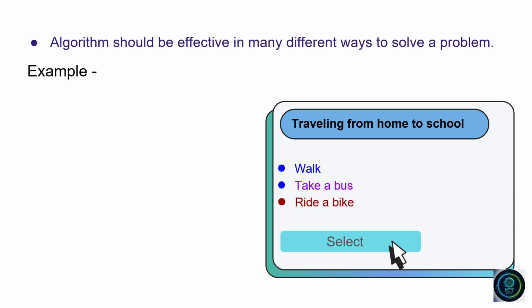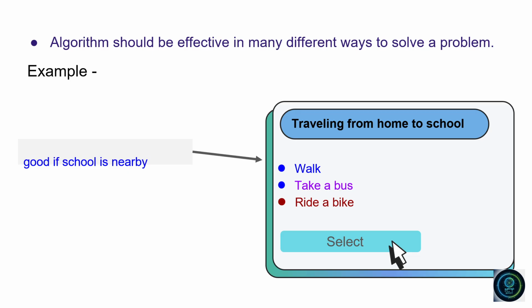Think like this. Here I have taken a very small example. Hope this will be clear for you. Think that you are traveling from your home to your school. Here I have given you three options. First is walk, then take a bus, then ride a bike. You can select one option to travel from your home to school. Okay, let's see the benefits.